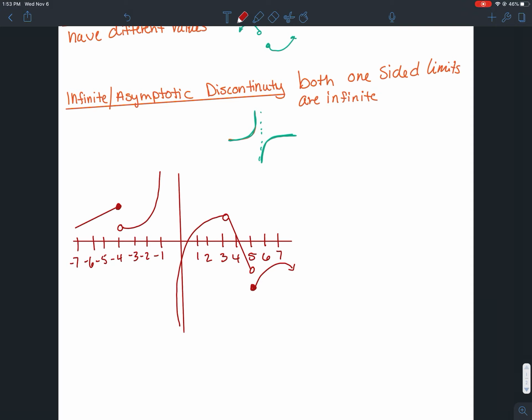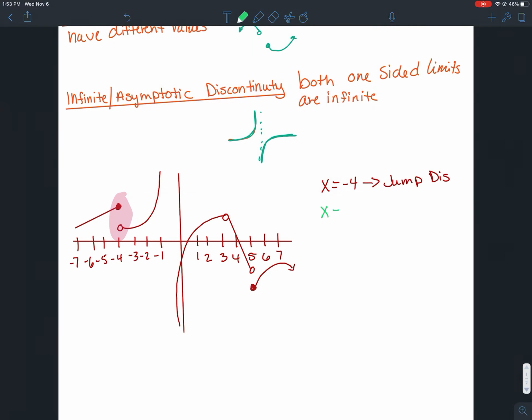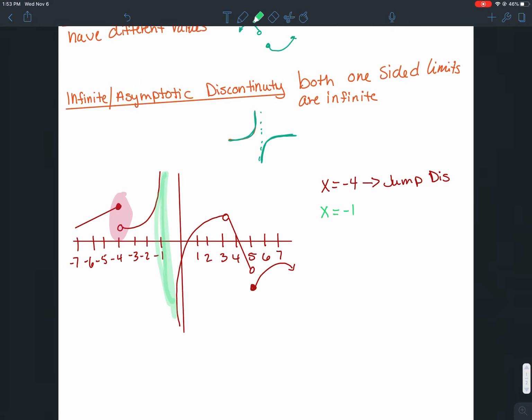So I might ask you to state all the different types of discontinuities. So starting here at x equals -4, I have a jump discontinuity. x equals -4 is a jump discontinuity, okay? At x equals -1, right here, both are going to infinity on both sides. One's going to positive, one's going to negative. So that is either an infinite or asymptotic discontinuity.